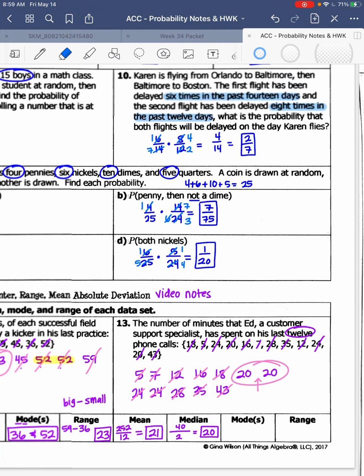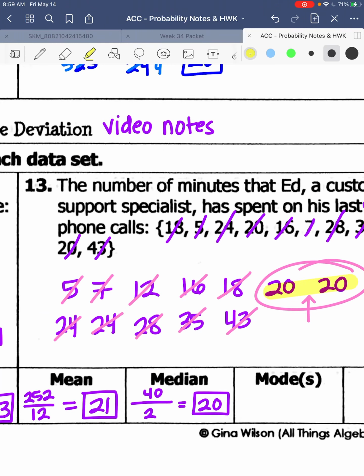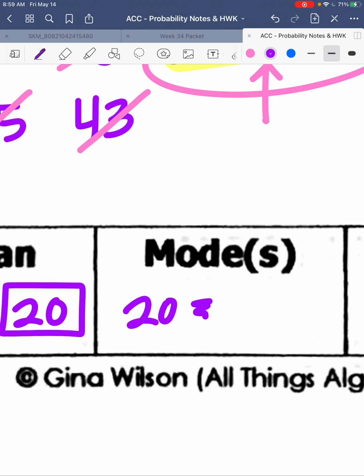Now the mode, remember the mode is the term that occurs most often. So when I look at this data set, I see that I've got 2 20s and 2 24s. All the other numbers occur just one time. So because of that, my modes are 20 and 24.